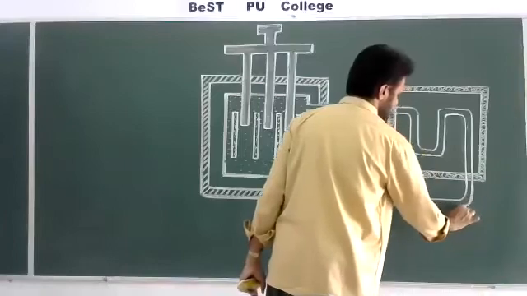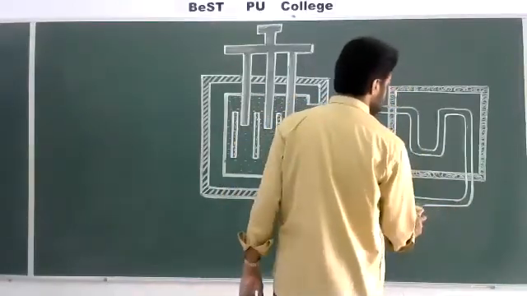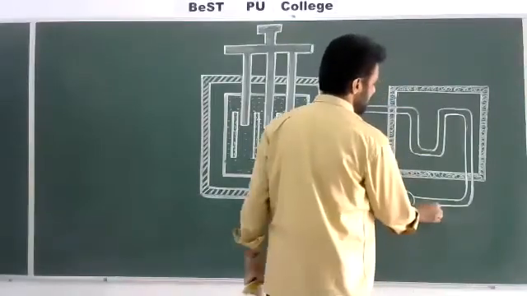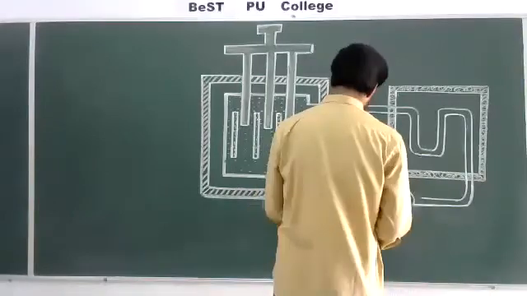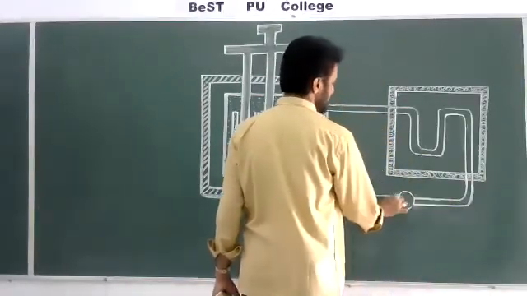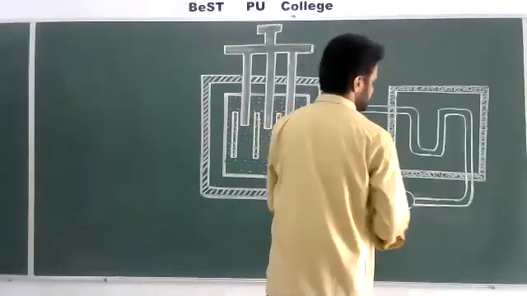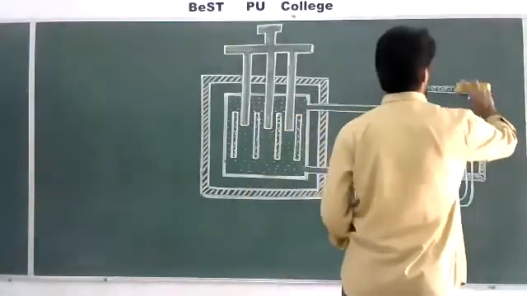Generally, graphite is used as neutron reflectors.